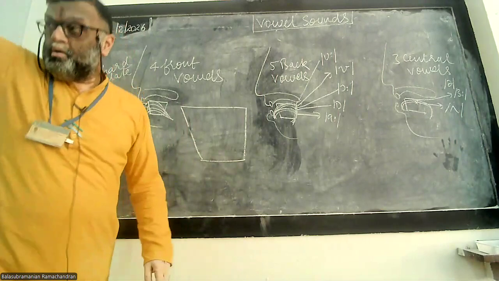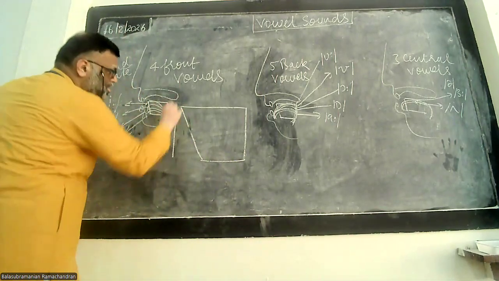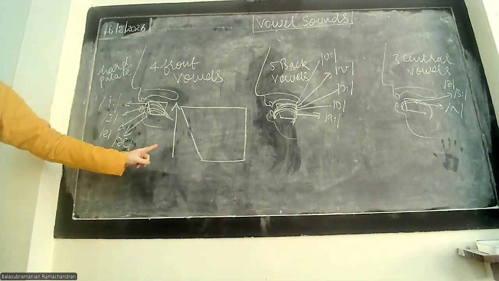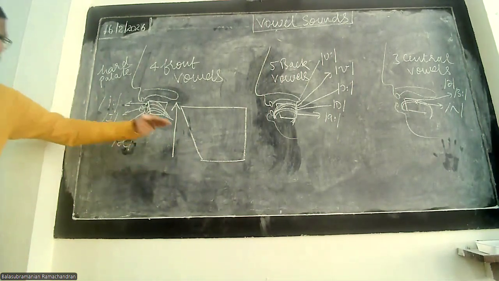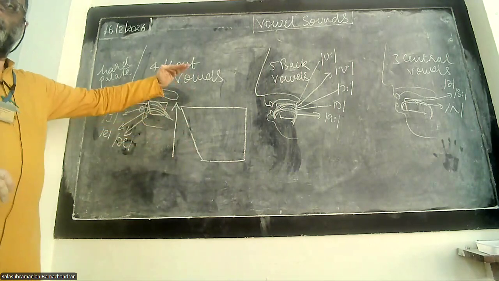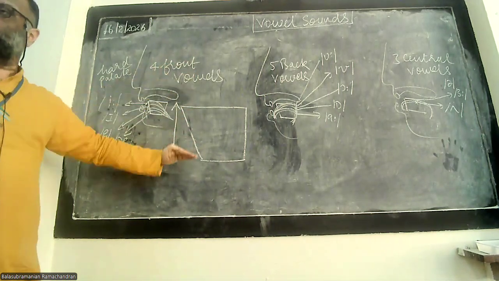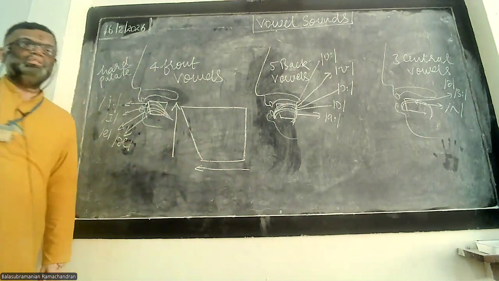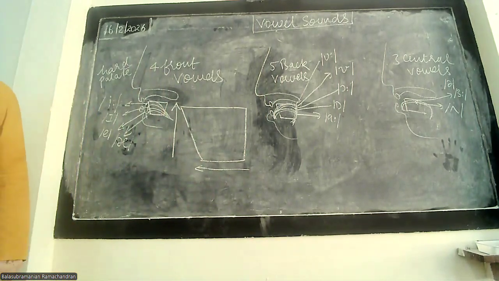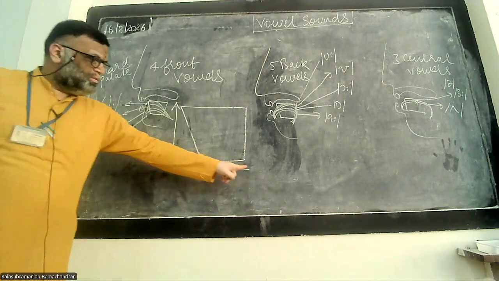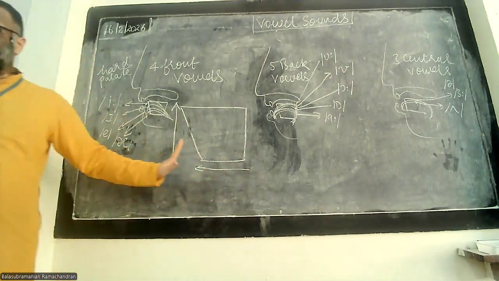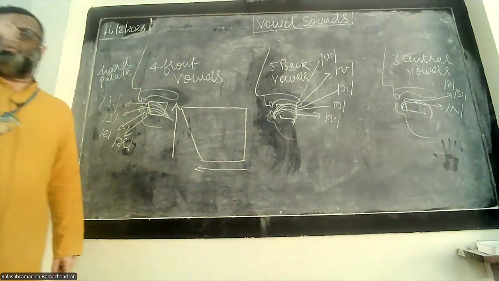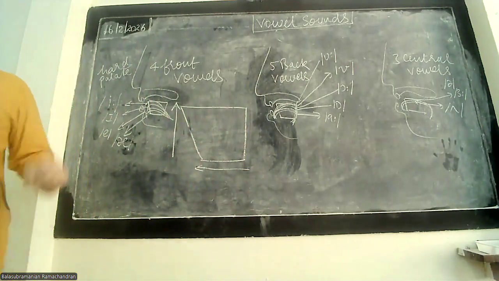So what does this arrow show? It shows the height to which the tongue moves. This is the front, this is the back. So we will plot all these 12 sounds within this vowel quadrilateral. We just do it once, and we look at it again in the next class.